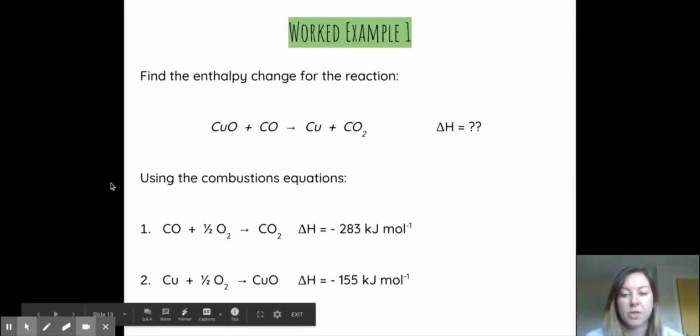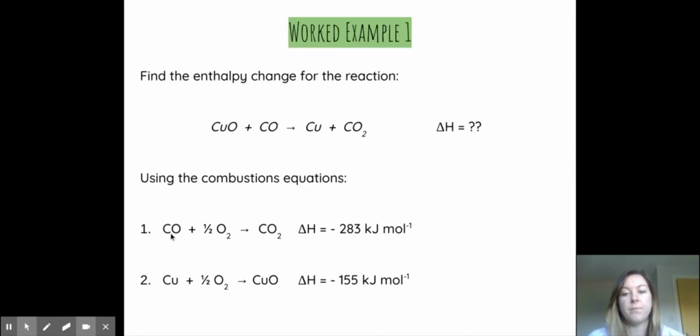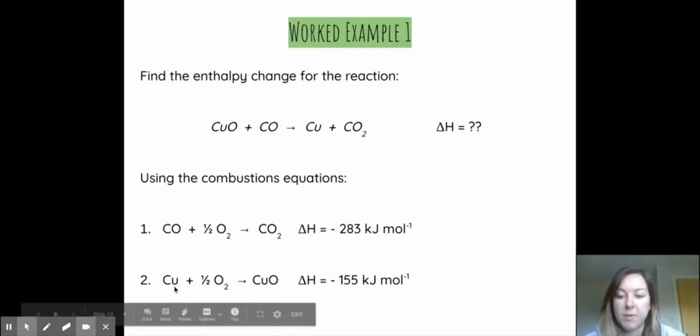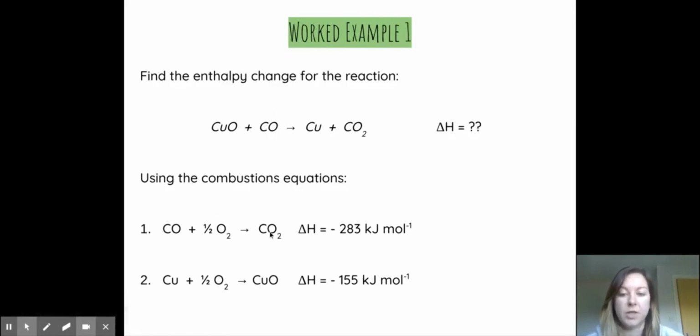So here are our combustion equations. We've got copper oxide, which is here in the equation. Its combustion equation is going to be copper plus oxygen gives us copper oxide, and the carbon monoxide plus oxygen gives CO2. And the values here have just been taken straight from the data booklet, so you can look those up.